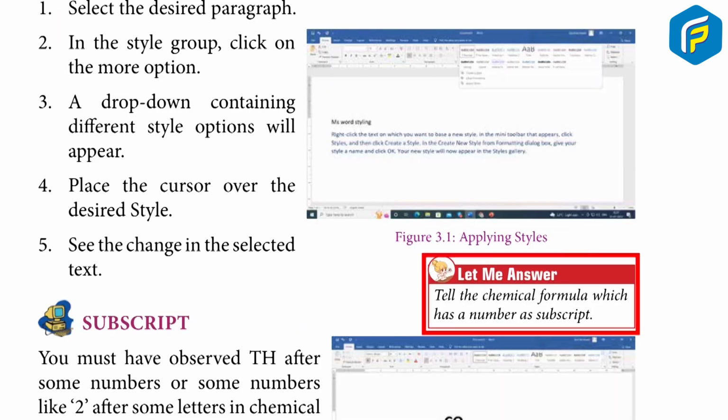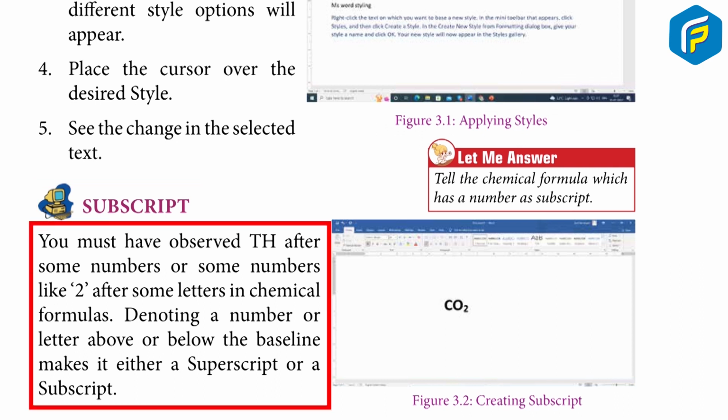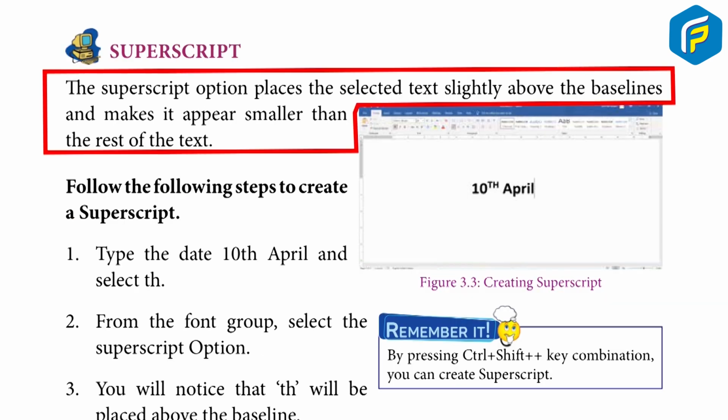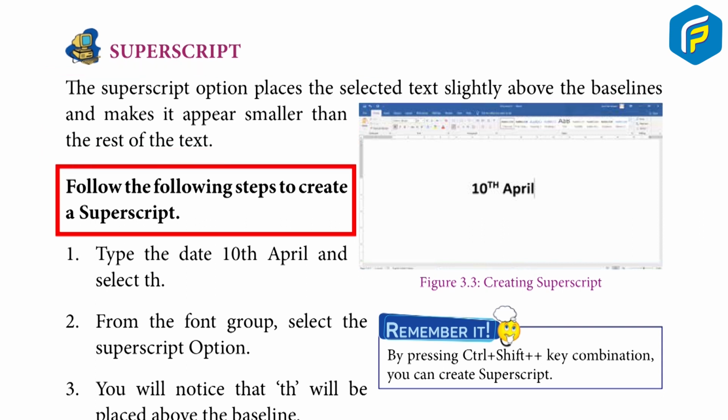Let me answer. Tell the chemical formula which has a number as subscript. Subscript. You must have observed numbers like 2 after some letters in chemical formulas. Denoting a number or letter above or below the baseline makes it either a superscript or a subscript. The subscript option places the selected text slightly below the baseline and makes it appear smaller than the rest of the text.